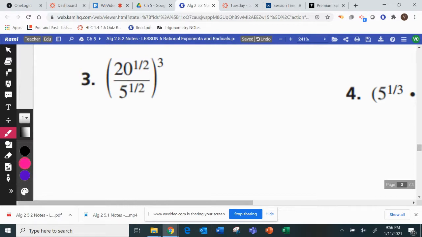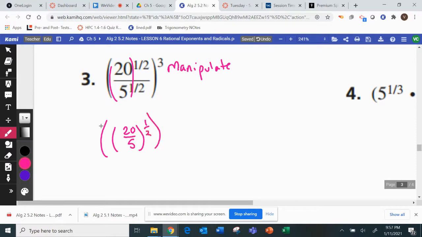This next one was similar to the example we did above, where I'm going to manipulate it. I'm going to pull that 1/2 out. So I'm going to rewrite this as 20 over 5 to the 1/2, and then that whole thing cubed. And I did that because 20 over 5 is now 4 to the 1/2, and everything cubed.